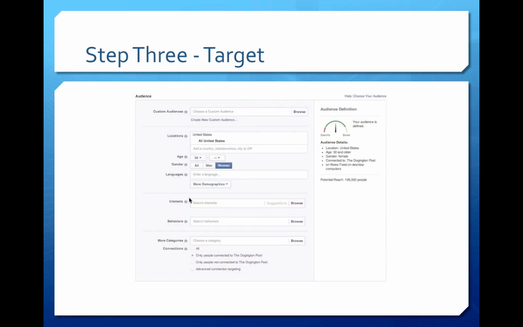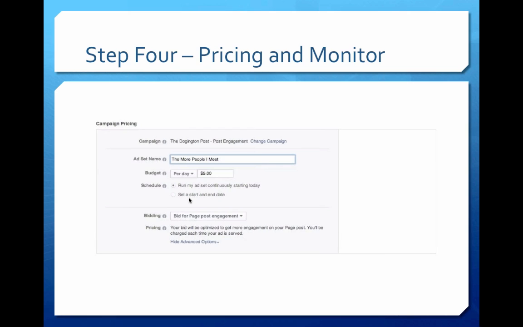Target, in this case, I'm targeting women age 30 and up who are connected to the Doggington Post, and we only did this on desktop computers. Okay, newsfeed on desktop computers. I didn't even do this on mobile, and it should reach 106,000 people. I called the ad the more people I like. I gave it only $5 a day for this, and I let them handle the money aspect of it. How many people here would take $5 and turn it into 95 every day?